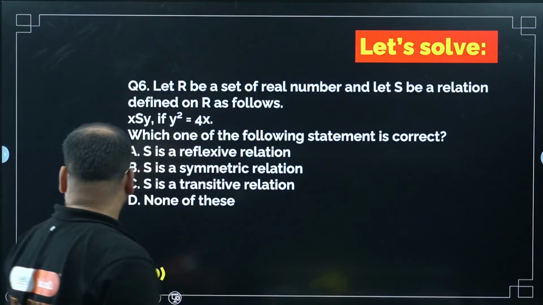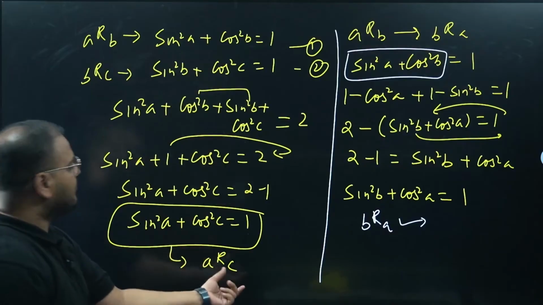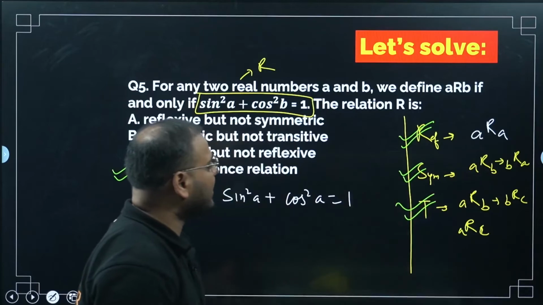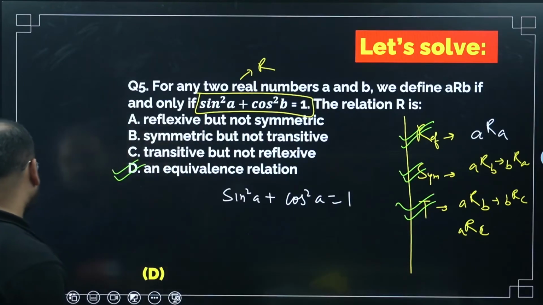Okay, I hope this was simple, right? We proved it here. ARA is true, ARB and BRA is true, ARB, BRC and ARC is true.